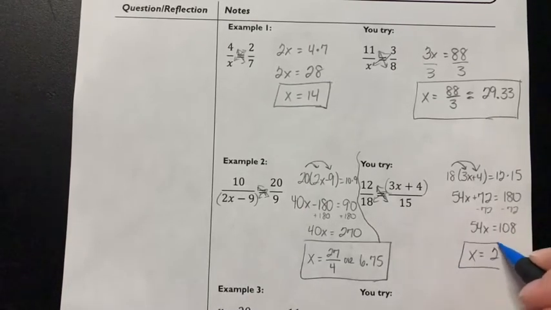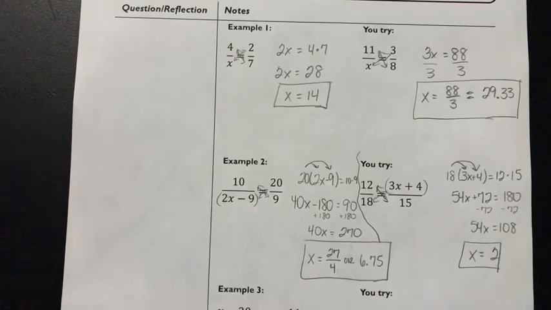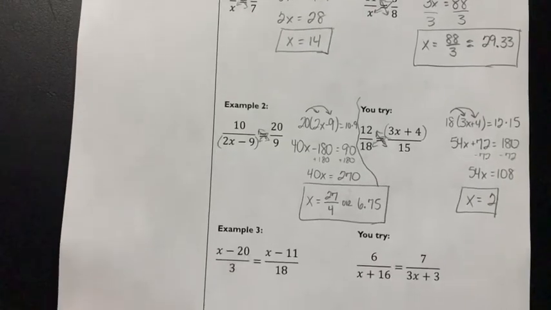That's a nice round number. And that's our answer for the second you try problem. Go ahead and check your work. Make sure everything looks good, and we'll move on to example 3.